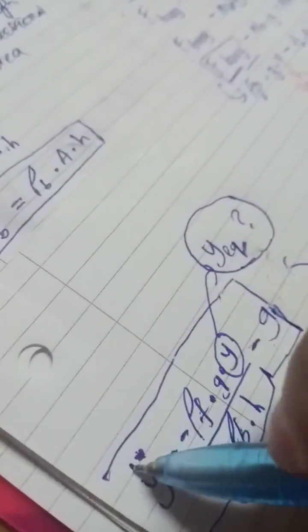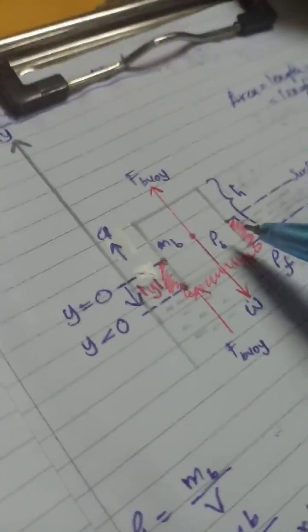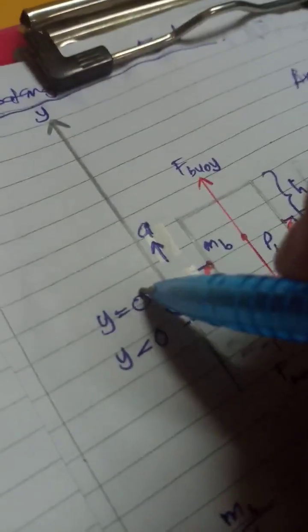We know the acceleration Y double dot. Now how do we calculate Y equilibrium? Where is the equilibrium position? From here I will tell you that Y equilibrium is not equal to 0. This is not Y equilibrium.